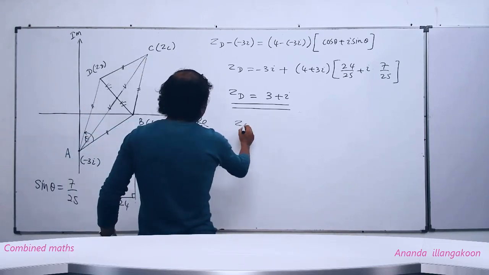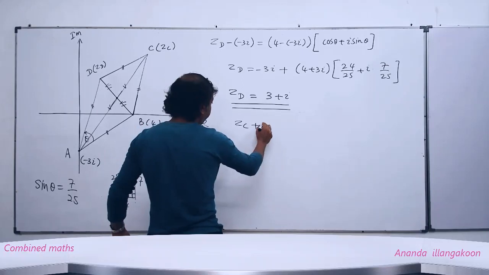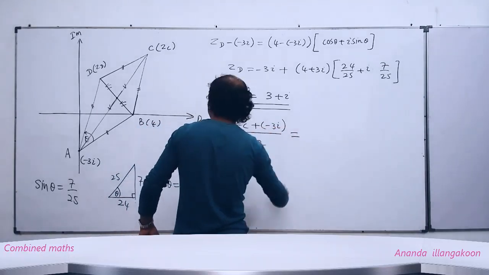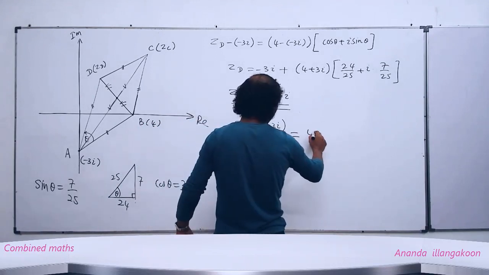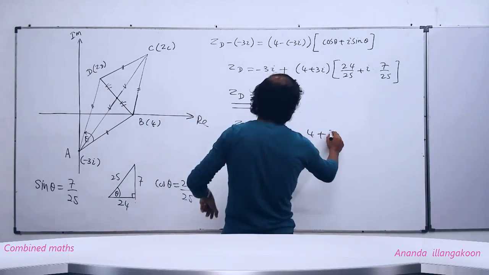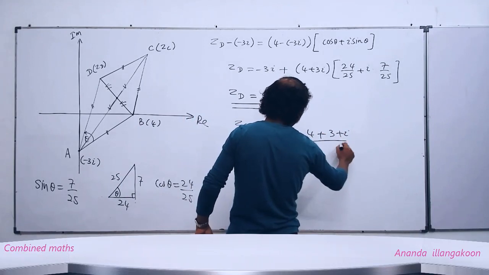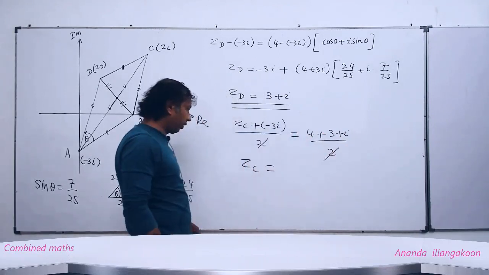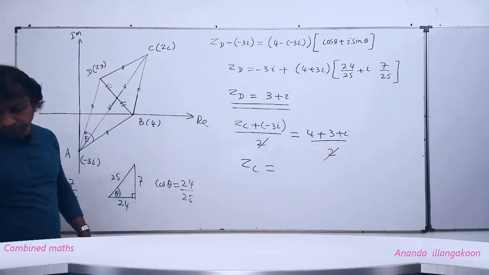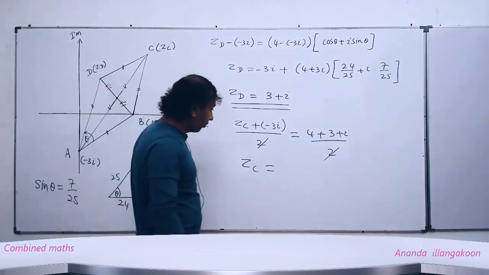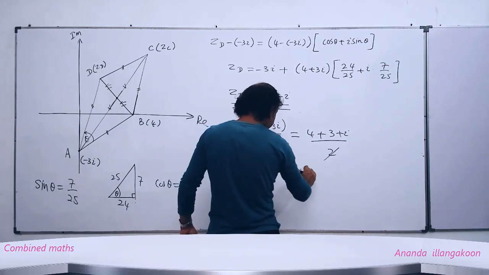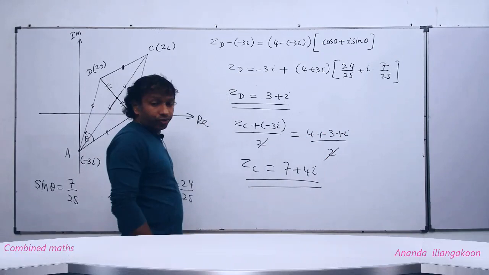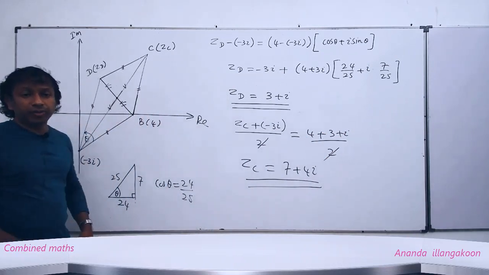Then you can write ZC plus this complex number minus 3i, divided by 2, is equal to 4 plus ZD, 3 plus i, divided by 2. This and this you can cancel down. ZC you can find. How? It is coming 7 plus 4i after simplifying. So 7 plus 4i. Okay, people. Right.